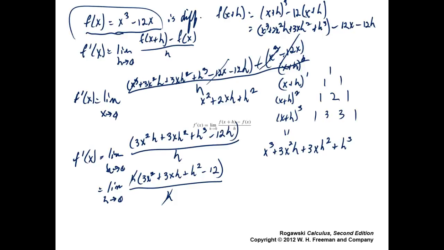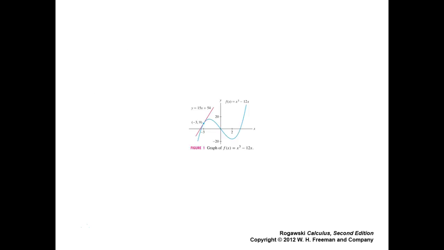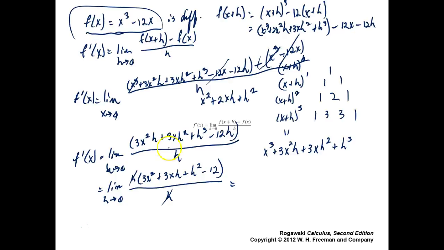Now you can plug in the h, okay? And what does this give you? As h approaches 0, what's that limit? 3x squared, because there's no h there. What does this one do? It goes to 0, because h is 0. Multiply anything by 0, it disappears, right? And this one goes to 0, even faster, minus 12. So that appears to be f prime of x. Okay?